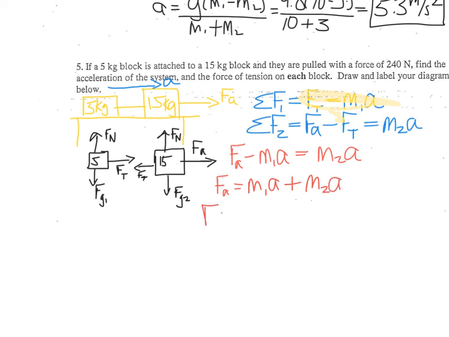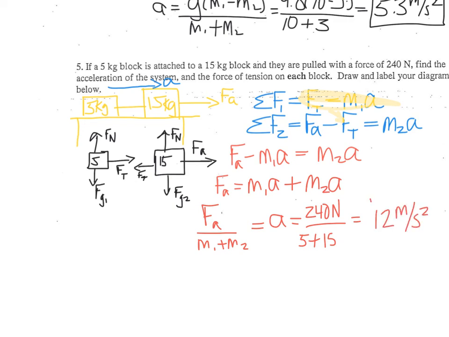Factor out an A, divide by the combined masses, and that's our equation. Our applied force was 240 newtons. Mass 1 was 5 kilograms. Mass 2 is 15. 240 divided by 20 gives us 12 meters per second squared. Positive because it's going to the right.